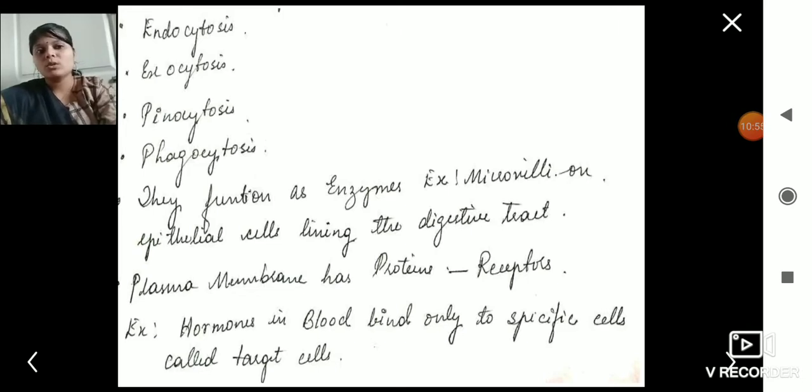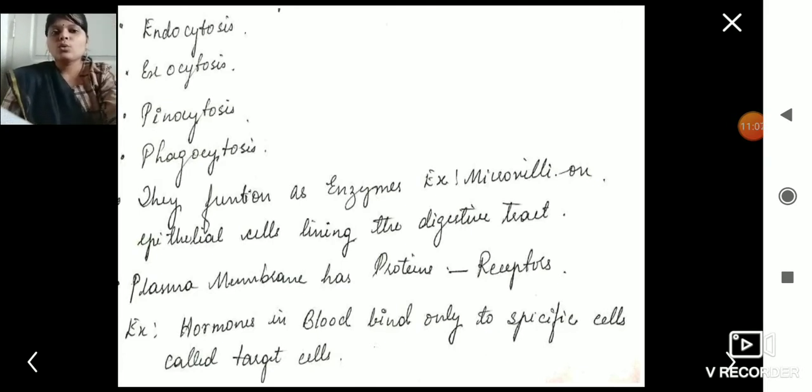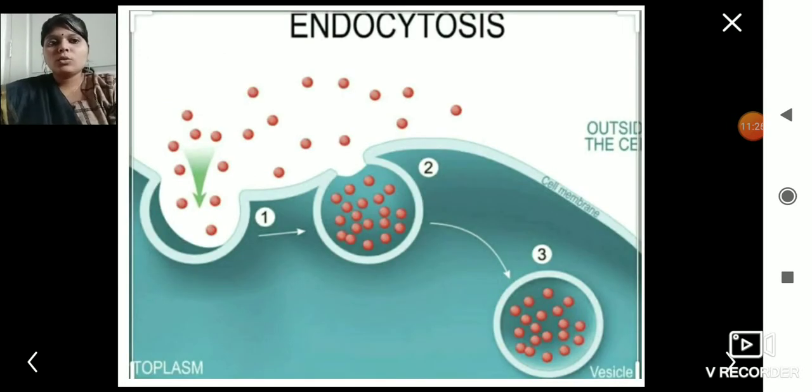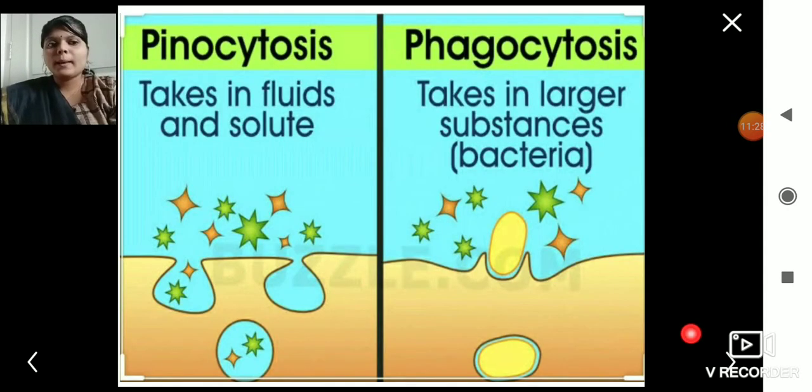The plasma membrane has protein receptors. For example, hormones in the blood bind only to specific cells, the target cells. These proteins help us as receptors. If a hormone has to get attached to a particular cell, it has to have certain receptors, isn't it? So the receptors are on the plasma membrane in the form of proteins. That's how it helps us.